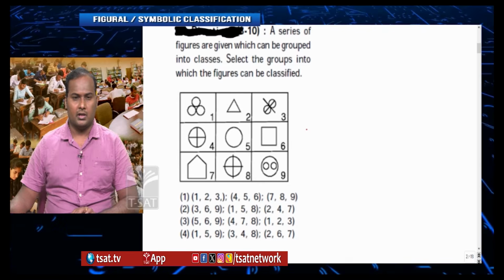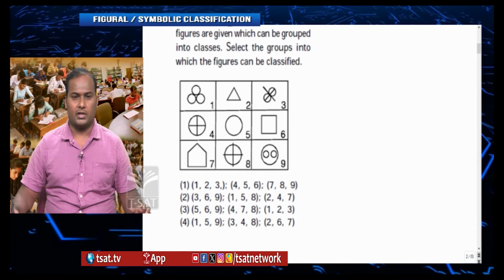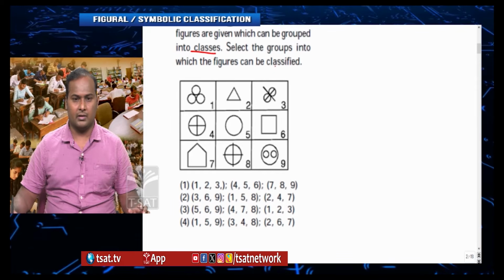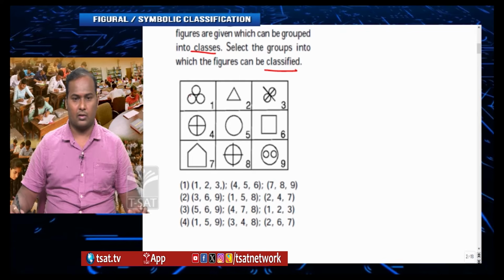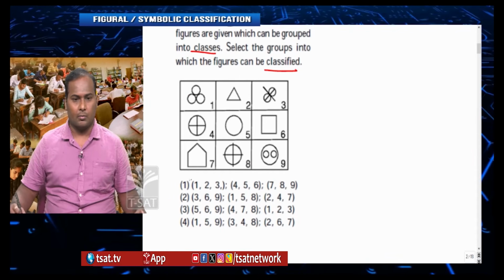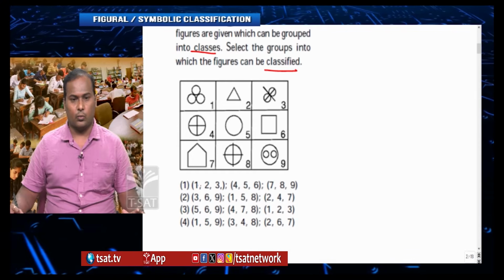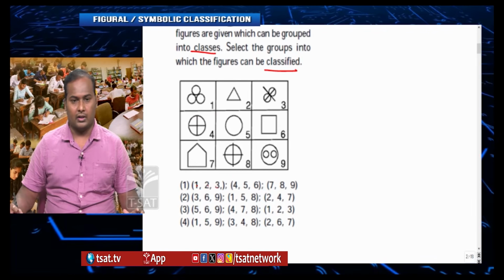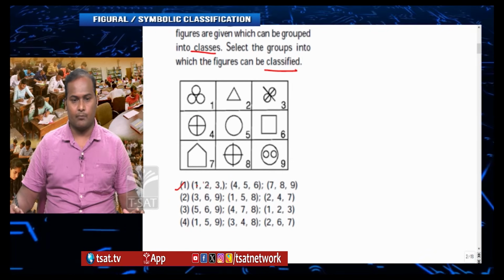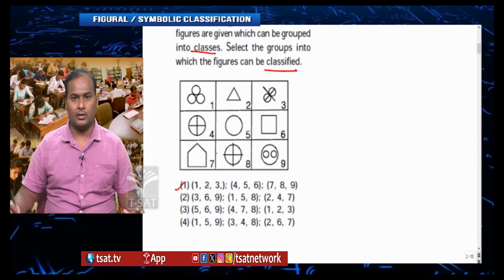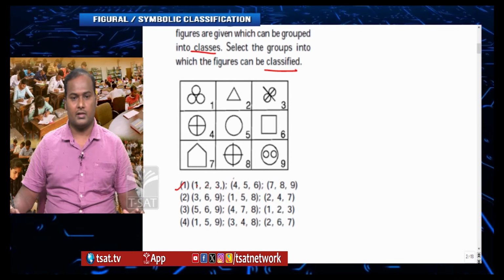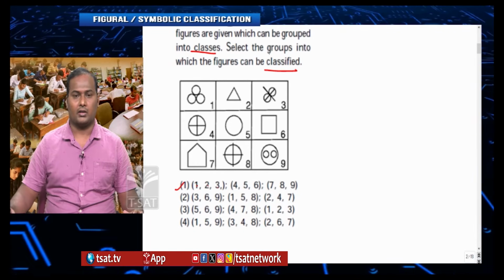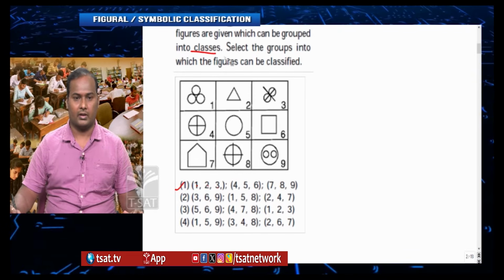In this particular question, a series of figures are given which can be grouped into classes. Select the group into which the figures can be classified. See, in this question there are 9 figures in total, but the options are divided into 3 groups. So 1, 2, 3 should have one common character. In the same way, 4, 5, 6 should have a common character, and 7, 8, 9 should have a common character, and the student has to observe that particular character.